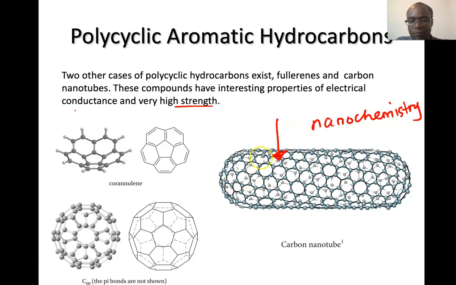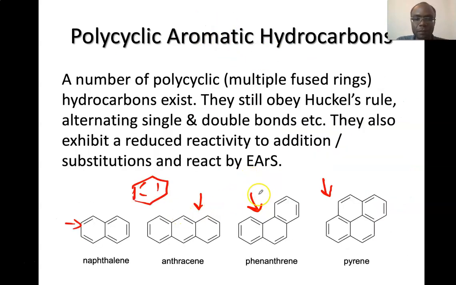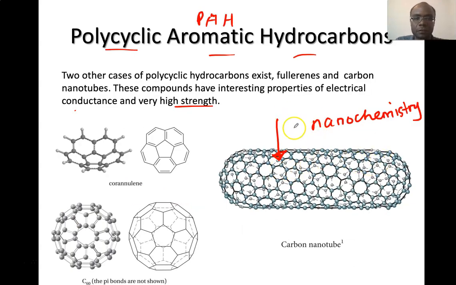So I'm just highlighting some uses of some of the polyarenes or polycyclic aromatic compounds, PAHs. So as much as some of them are carcinogenic, like they can cause cancer, some have found a lot of use in electrical uses and making material in material science. That ends our chapter 4.